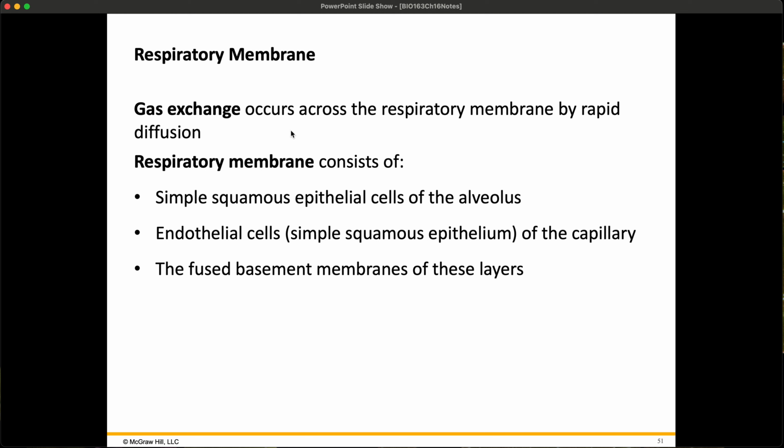Gas exchange is happening across the respiratory membrane. The respiratory membrane consists of three structures: the alveolar structure, the capillary structure, and what's called a basement membrane that's holding them together. Along the alveolus, it's simple squamous epithelium, a single layer of flat cells. Same thing with the capillary, simple squamous. These are the endothelial cells making up the wall of the capillary bed. Both of them are very, very thin, and you've got this fused basement membrane of the two layers.